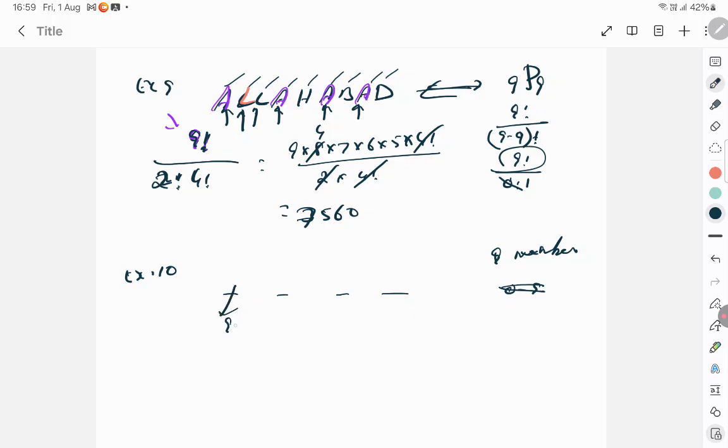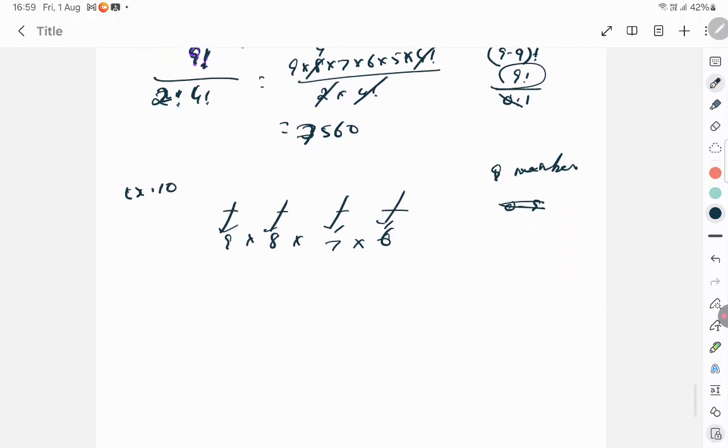Without repetition means it's 9 ways, 8 ways, 7 ways and 6 ways. And you just have to multiply this and write when there's no repetition. You can also write it as 9P4. With regard to numbers, it will be only permutation. With regard to people, it will be combination. So you understood the basic difference also. So this example 10, just multiply and write this answer. This will be 3024. So let's go to example 11.